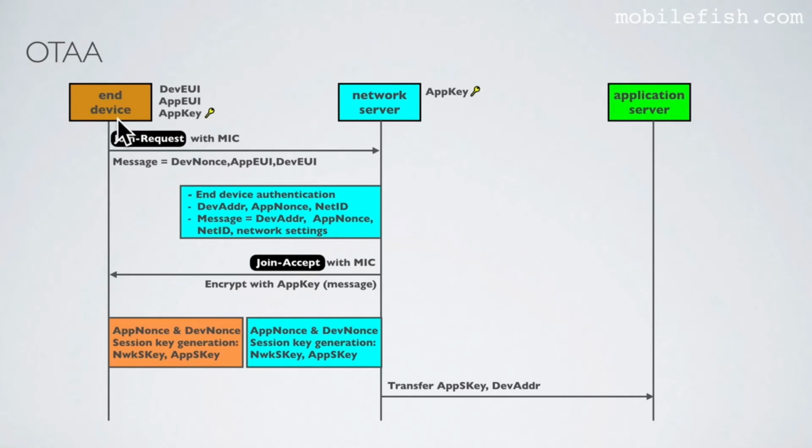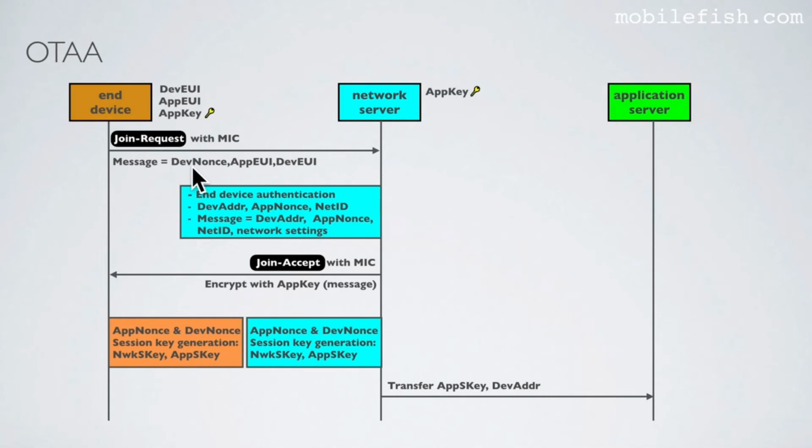The end device can now activate itself by sending a join request message to the network server containing the dev nonce, app-EUI, dev-EUI, and message integrity code. After the network server receives the join request message, it will check if the dev nonce has not been used previously. The network server authenticates the end device with the message integrity code value.